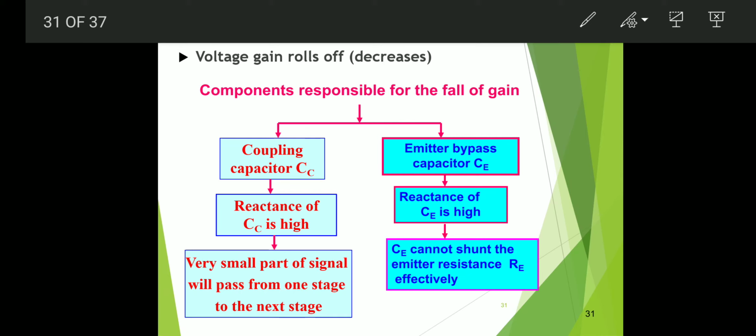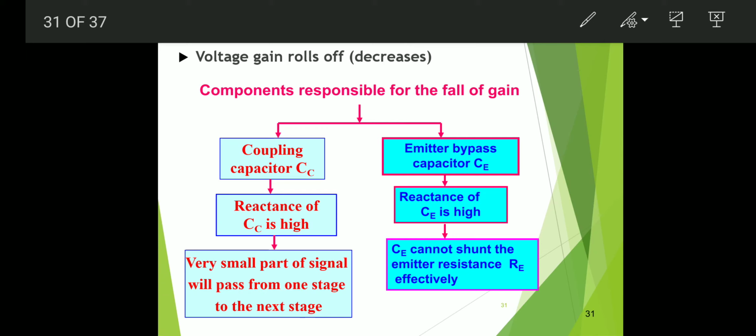Cc is a coupling capacitor, and the frequency is 50 Hz. At a very low frequency, the reactance of Cc is high. A high reactance of Cc means it does not pass the complete signal to the next stage. There is more drop across this capacitor, so the signal is reduced.